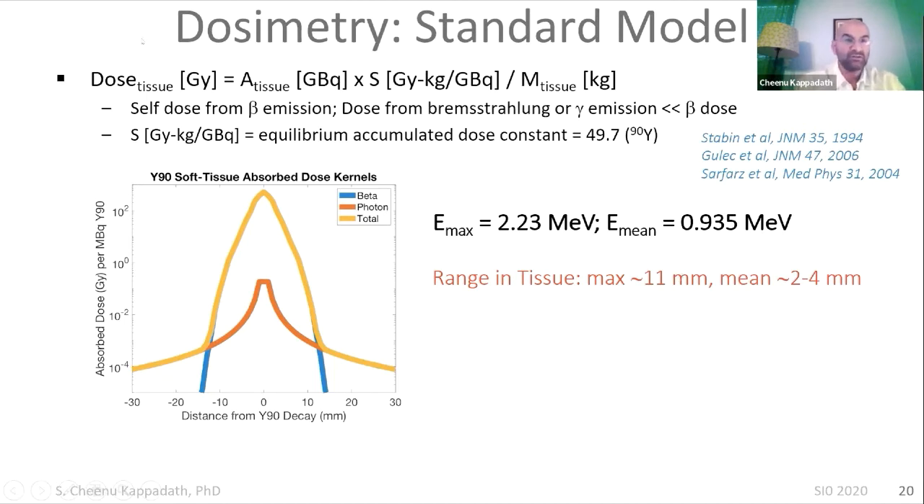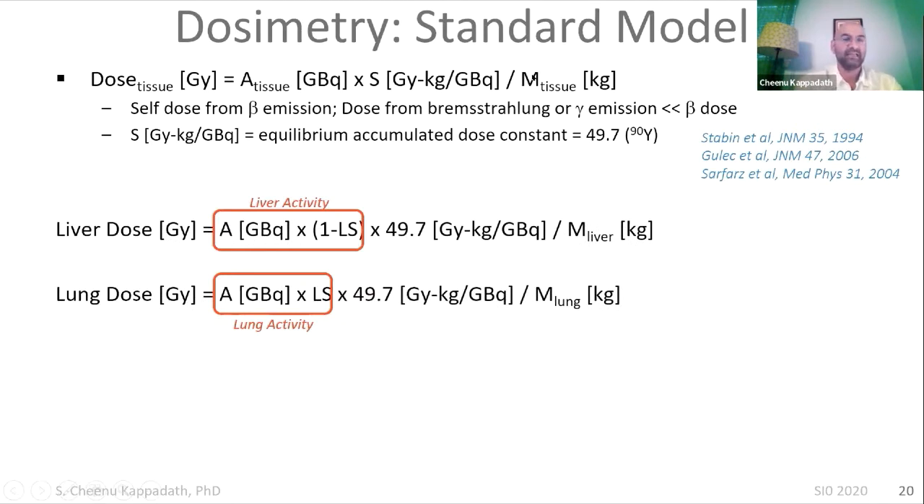So the dose to a tissue then becomes the activity in the tissue multiplied by what we call the self-dose factor, and divided by the mass in the tissue, right? Because in the end, dose is energy deposited per unit mass. So we need to have mass in it. So you get the familiar equations, right? The liver dose is then activity, where you account for the lung shunt, multiplied by 50, divided by the mass of the liver, and the lung dose accordingly, where you scale it by the lung shunt.